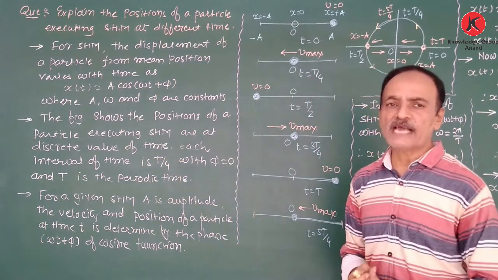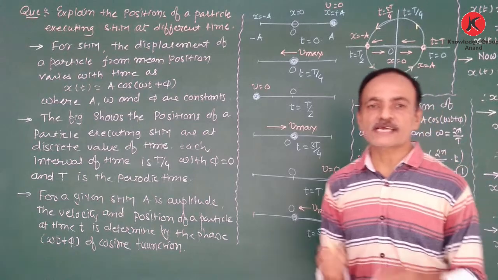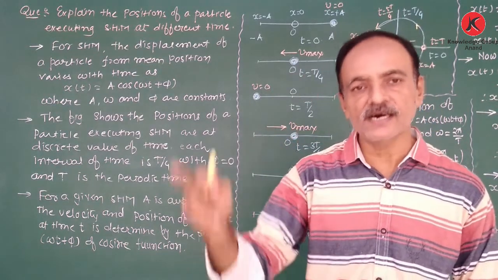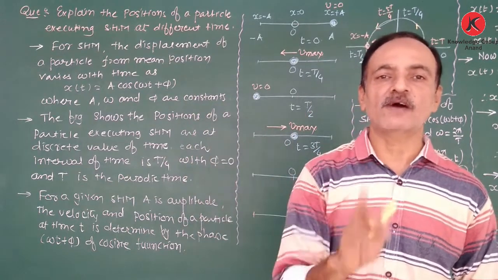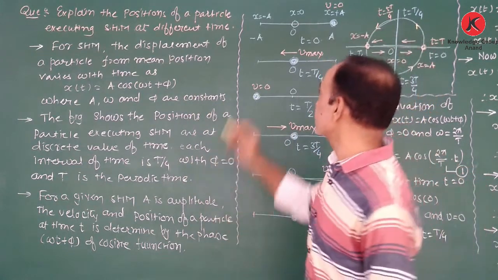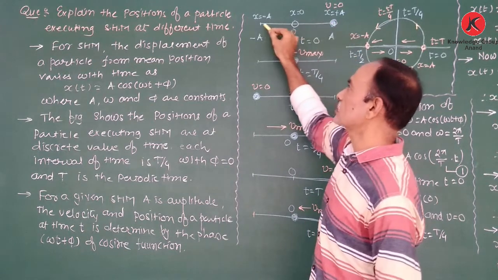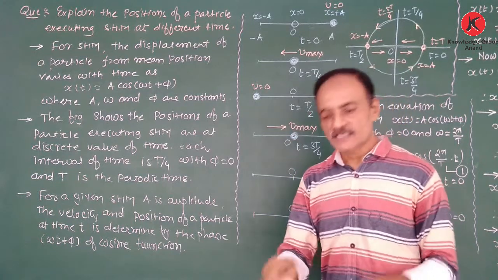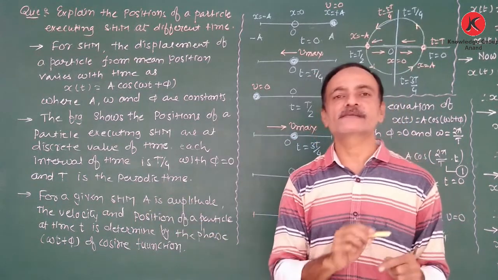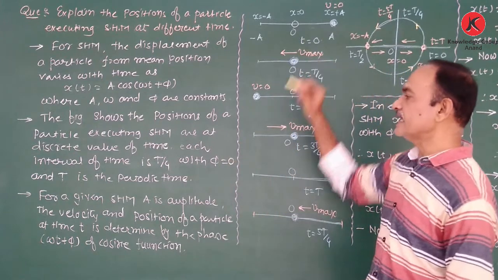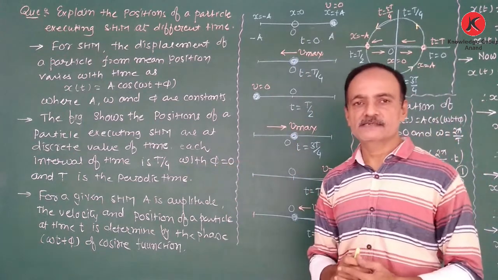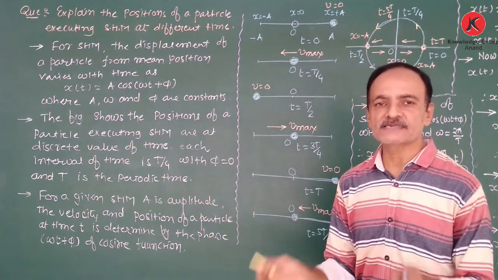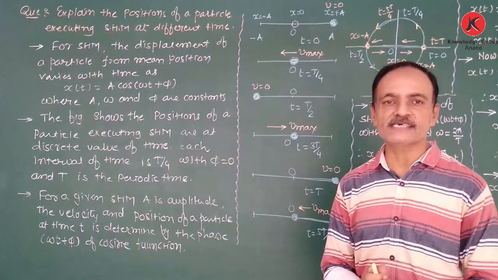Each interval of time is T by 4. What is the capital T? Periodic time: the time taken by the particle to complete one oscillation. Here the particle starts its motion from this point, first goes to this extreme point and again returns back to this point. So here one oscillation is complete. So here this time T is divided into 4 parts. Therefore, after each and every T by 4 interval of time, we represent the position of the simple harmonic oscillator or the particle.